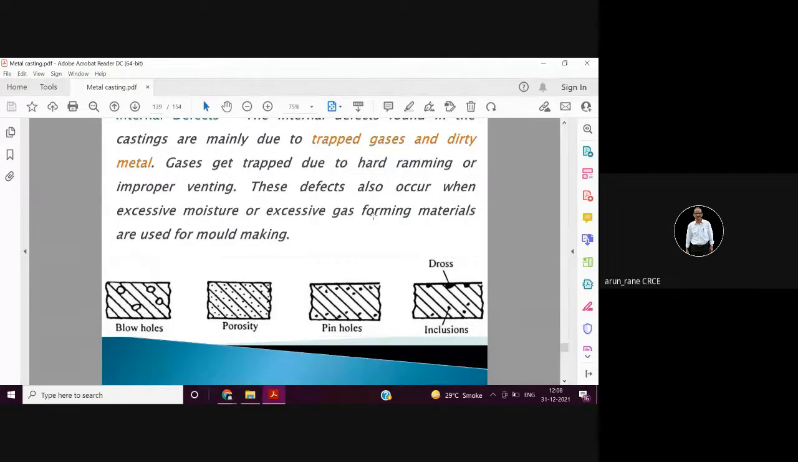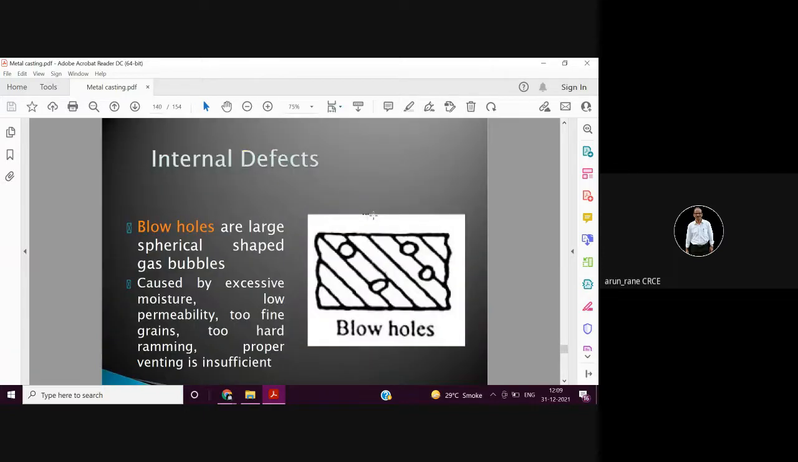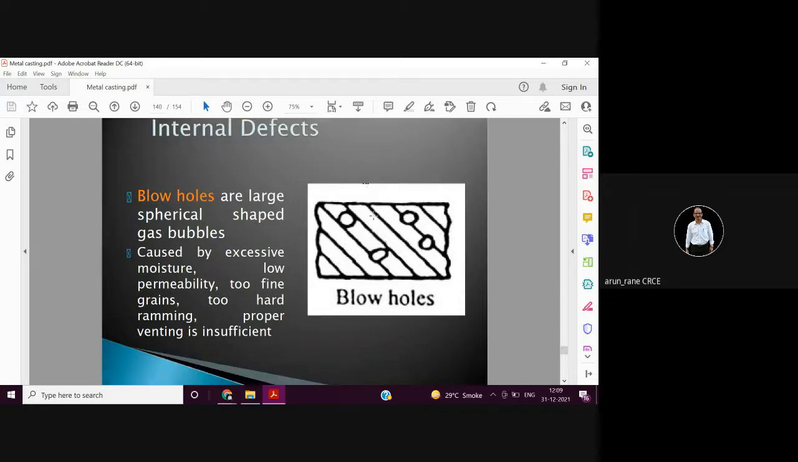These are the internal defects, and these are mainly because of the gases which are trapped, and that's why the venting is very important. The blowholes, you can see the large bubbles. Main reason is low permeability. Gases are not removed.